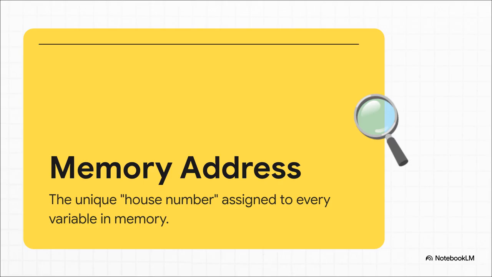So, how do you find a specific house on that street? Well, you use its address, right? It works exactly the same way inside a computer. Every single one of those houses, every memory location, has its own unique address. It's just a number that tells the system exactly where to go to find something.